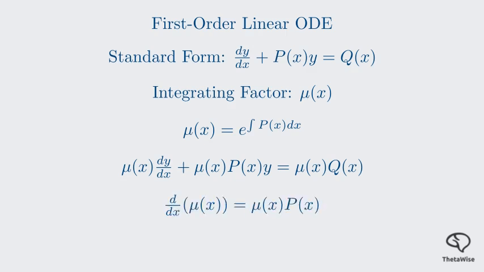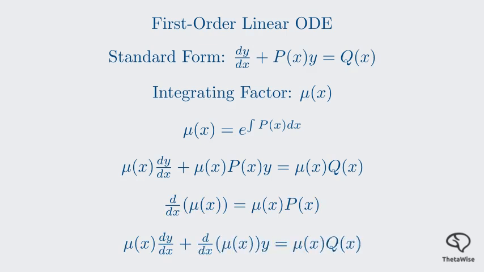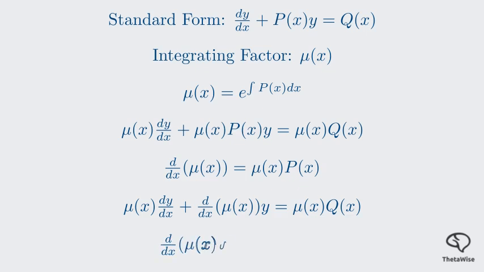So we can rewrite the left side as mu of x times dy/dx plus the derivative of mu of x times y. Does that look familiar? It should. This is the exact form of the product rule. The left side is the derivative of the product mu of x times y.